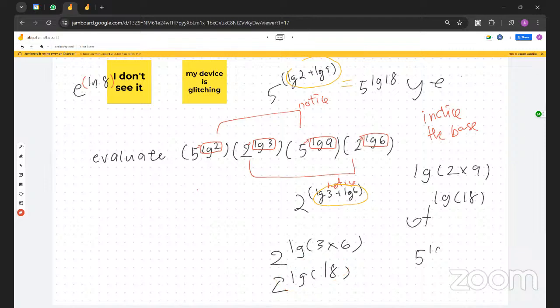I'm going to put it side by side right now. Currently, our situation means this and that. Our situation means we have 5 to the power lg18 times 2 to the power lg18. Is this clear or not? Clear first or not? Not clear, please say.